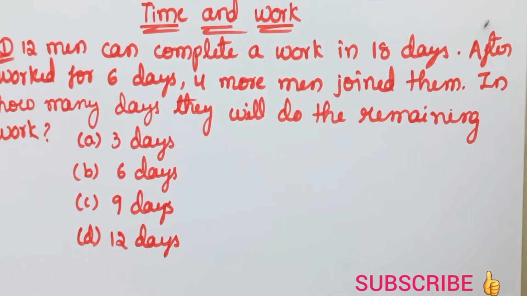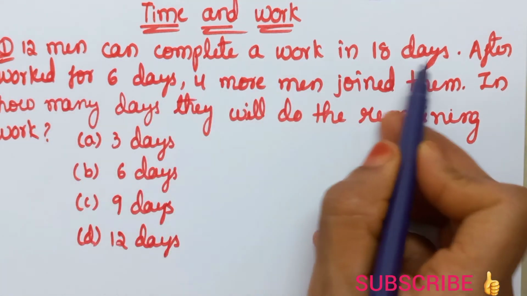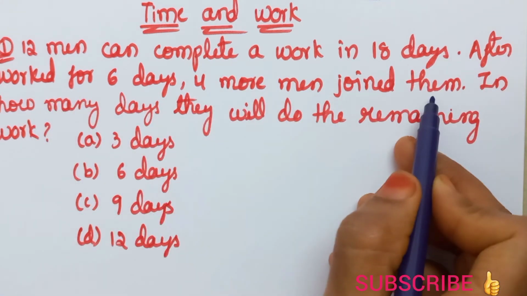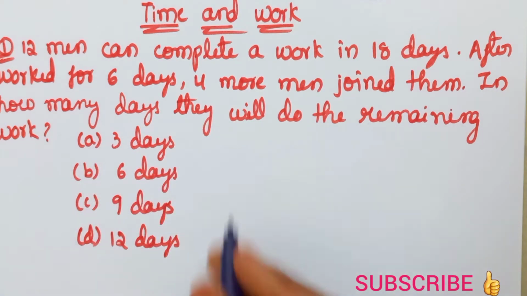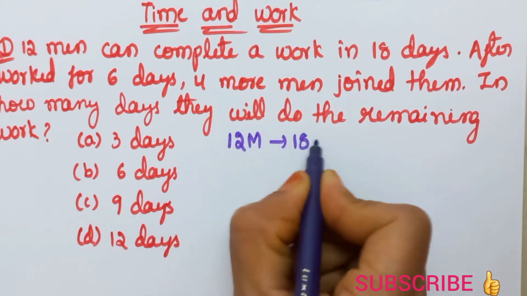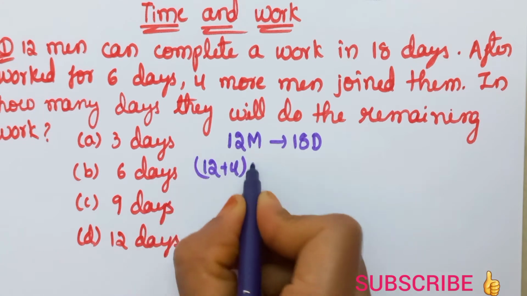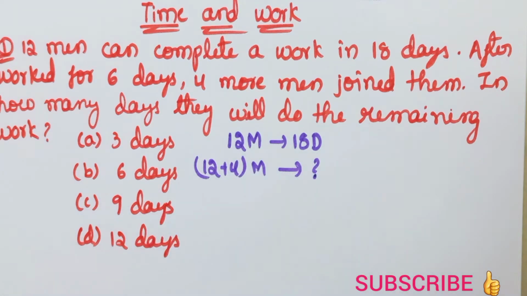So let's get started. The first one here is: 12 men can complete a work in 18 days. After working for 6 days, 4 more men join them. In how many days will they do the remaining work? That was the question asked. So what they have mentioned here is 12 men can complete a work in 18 days. So 4 more men are added to them after 6 days. So in how much time will they complete this work? That was the question asked.